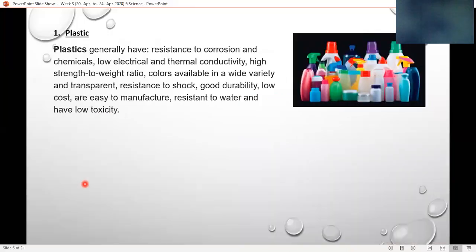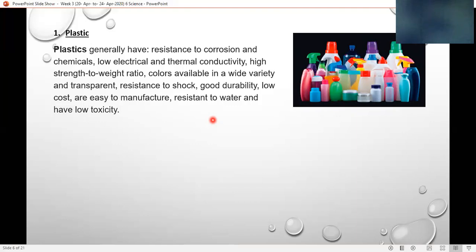So the first class of material is plastic. Why are all the things like plastic going to be in this class? What are the properties of these plastics? Plastics have resistance to corrosion. Corrosion means they can't rot out very easily. They can't fade out very easily. They can't rust out very easily, as metal gets rusted, right?